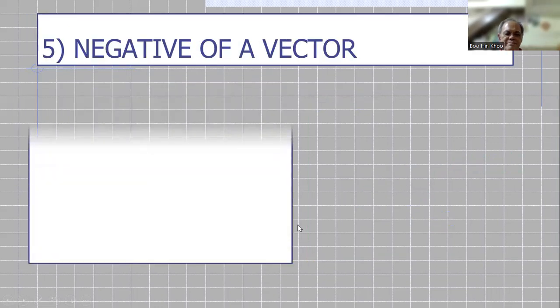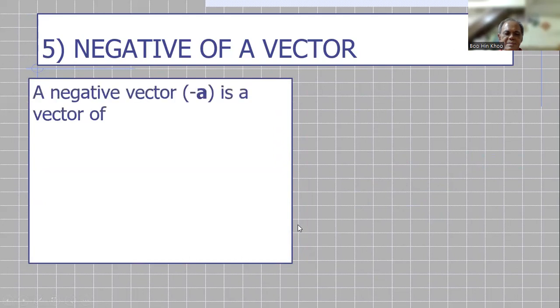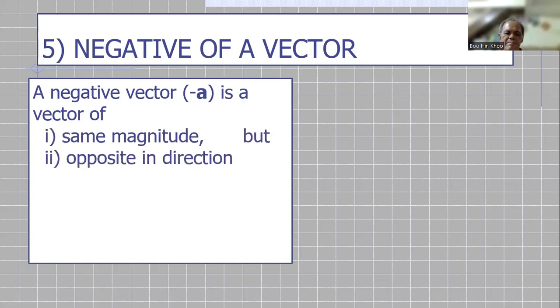Negative of a vector. Negative vector minus A is a vector of the same magnitude but opposite direction. If that's our A, then this is minus A, just opposite direction, same length.